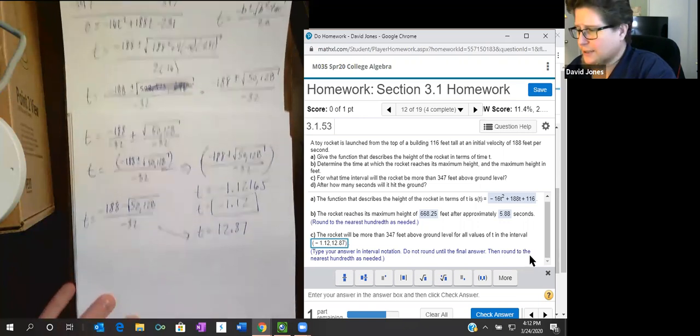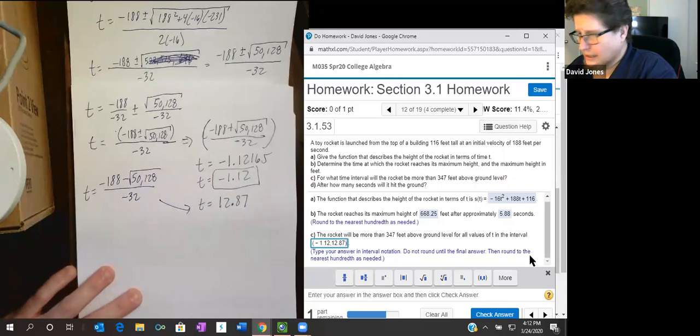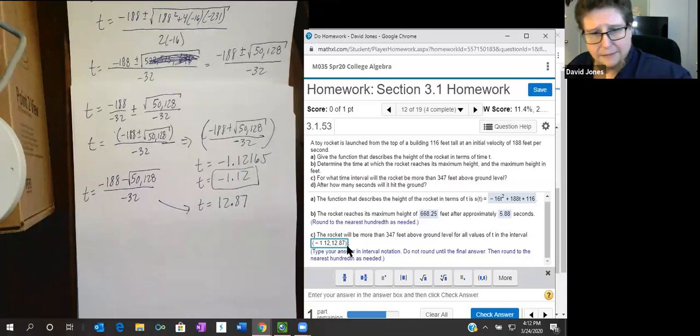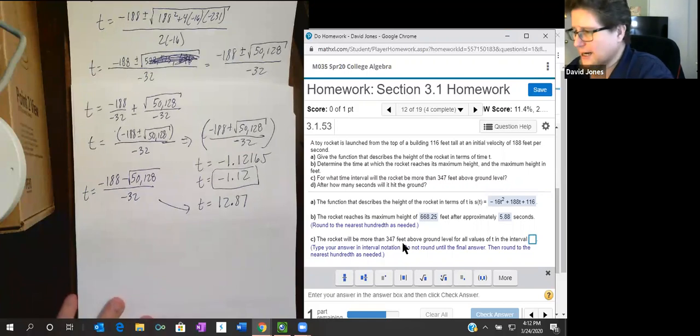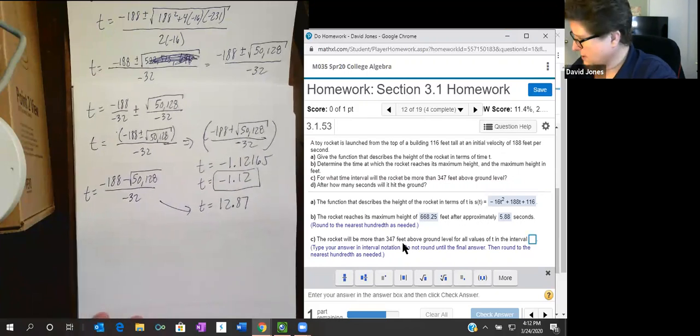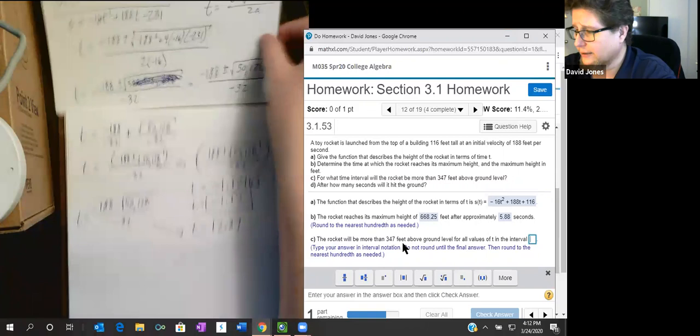Where did I make the mistake? That's not right. I know it has to be after t equals 0 because that's when it started. And it was only at 116 feet high and it launched up. It should have crossed at some later time. So I made a mistake somewhere. Let's go back and find it.